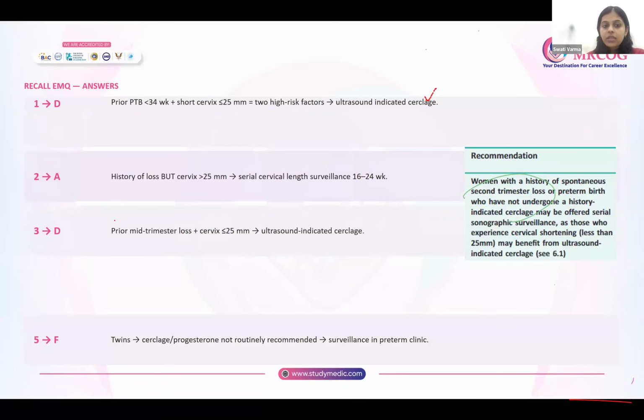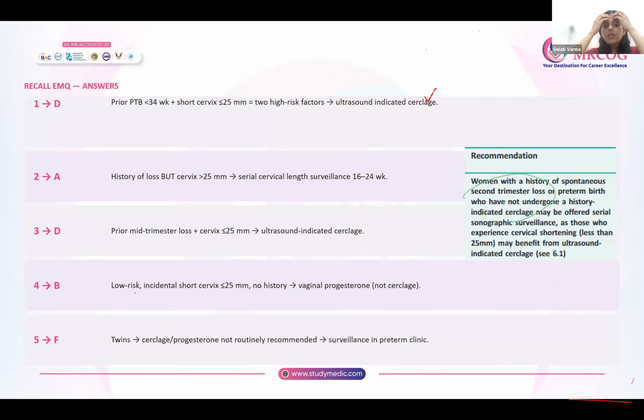So let's have a look at the answer. First D, yes, ultrasound indicated cerclage. History of loss, but cervix is fine, so continue serial cervical length surveillance. Prior loss is there, plus short cervix is there, so ultrasound indicated cerclage. Low risk means primigravida, having incidental short cervix finding. No history as such, so we can consider vaginal progesterone, not cerclage. In twins, continue twin pregnancy surveillance.